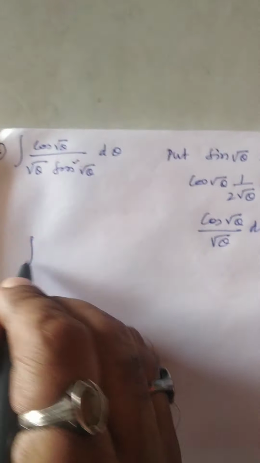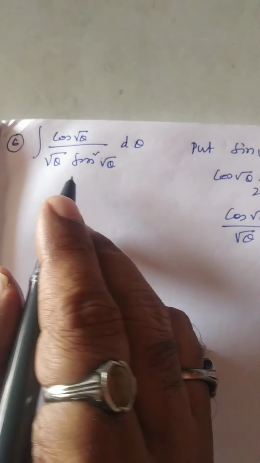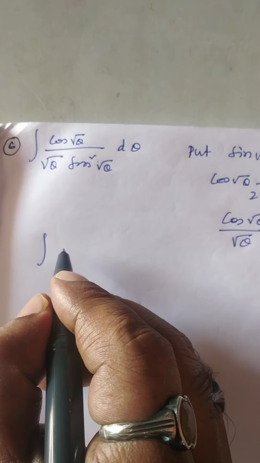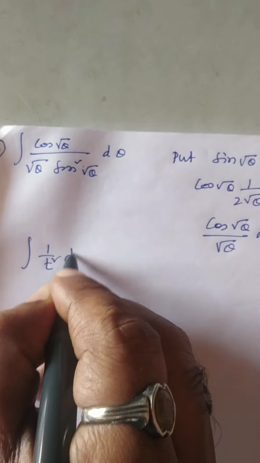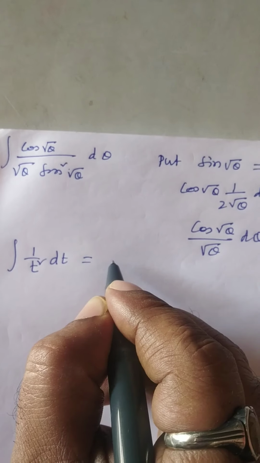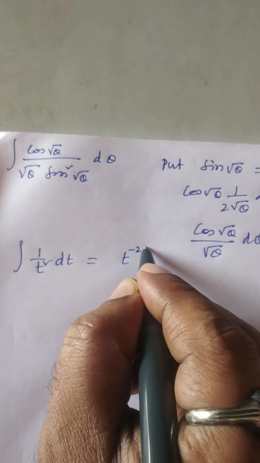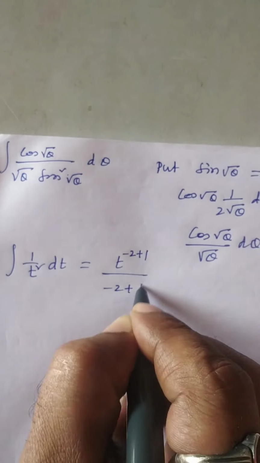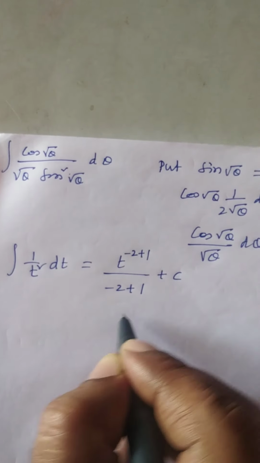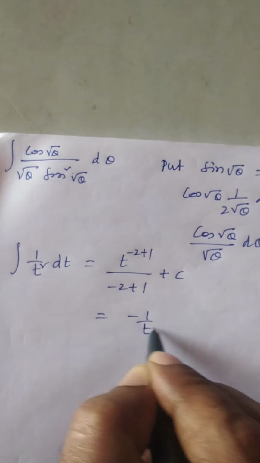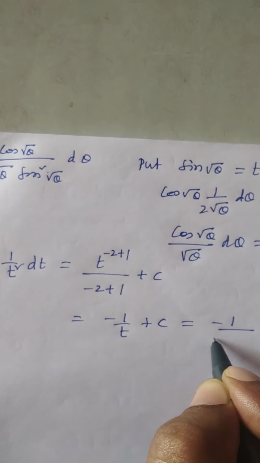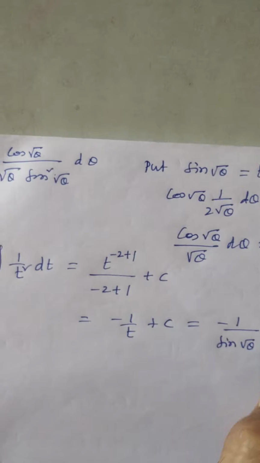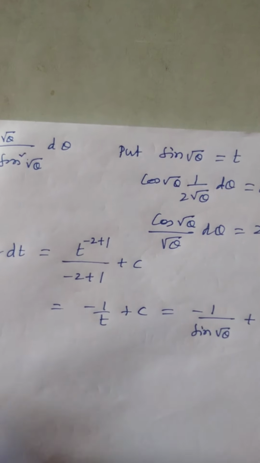Okay, so what are you going to get? We had assumed sine of root theta as t, so 1 by t square into 2 dt you are going to get. So that is t power minus 2 plus 1 by minus 2 plus 1 plus c, nothing but minus 1 by t plus c, or minus 1 by t is what? Sine of root theta plus c.